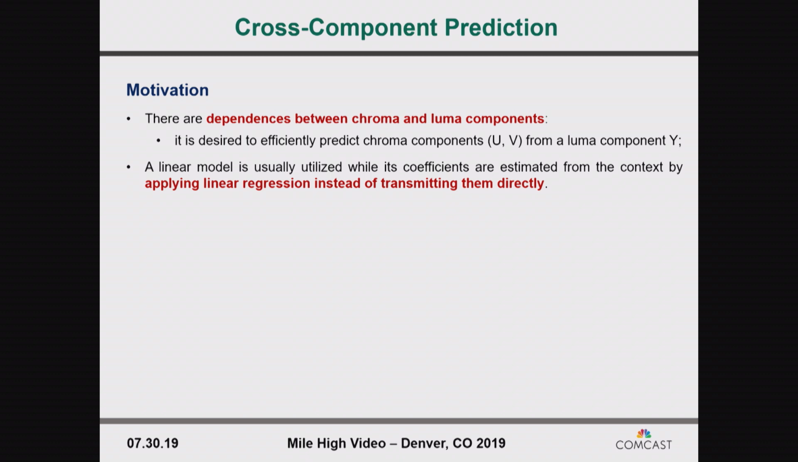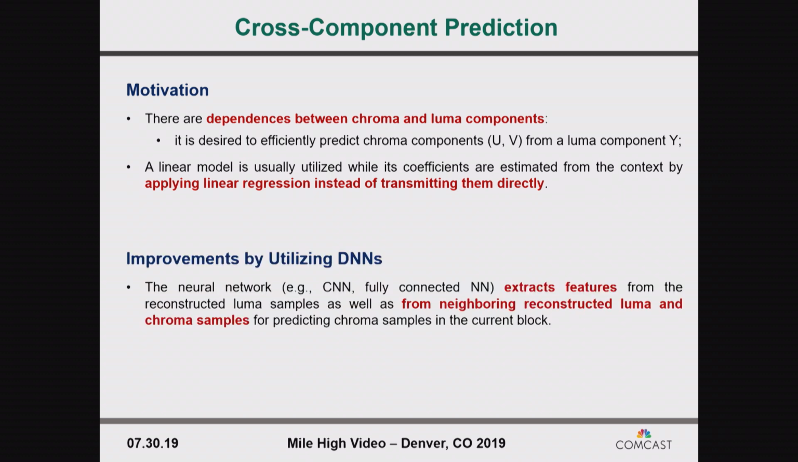Cross-component prediction. As you know, YUV planes still have some dependencies. What we normally do is define some kind of linear regression model and predict them. So we can also use DNNs for this purpose, for extracting features from the reconstructed Luma samples and using these features for predicting chroma samples in the current block. The gain here is quite low. Savings here are not supposed to be high anyway.